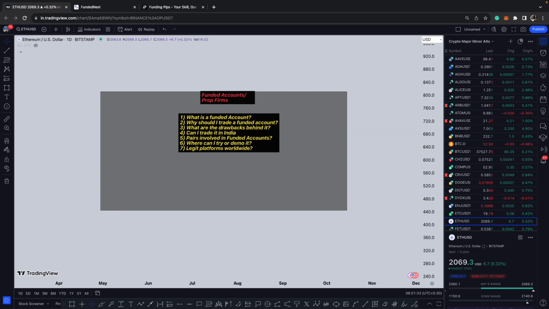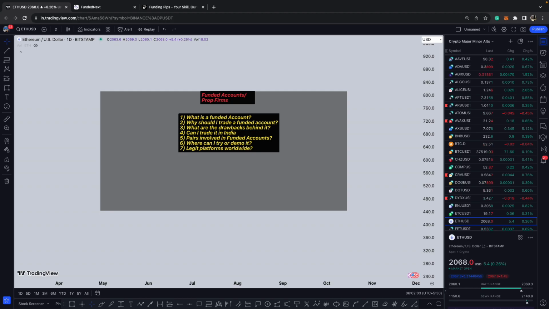These funded accounts are funded with a certain amount, and they charge you a certain amount. On top of that, you need to clear two phases. In the first phase, they ask you to make $1,000 if you have a $10,000 account. So basically you need to make 10% by risking 8%. Your daily drawdown limit on that account is 5%, and your total drawdown limit is 10%.